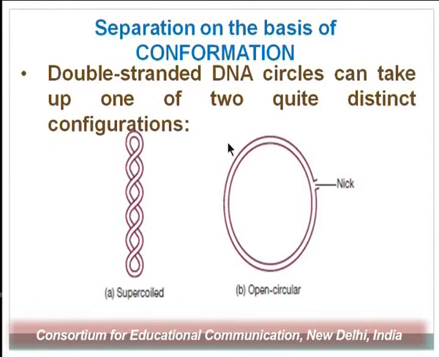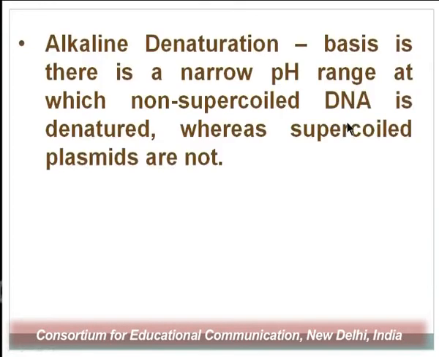Because of the difference in the conformation of the genomic DNA and the plasmid DNA, we will try to separate them out, so let us look at those techniques. An important technique involved in that is called alkaline denaturation. The basis of this technique is that there is a very narrow pH range at which the non-supercoiled DNA is denatured, whereas the supercoiled plasmids are not.